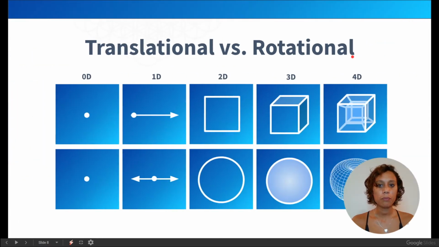But how can we now compare these two ideas? Because this is the stuff that we learn in school. So this is 0D, a dot.